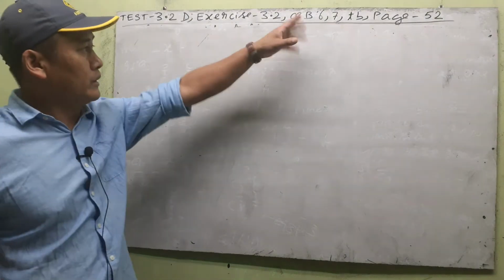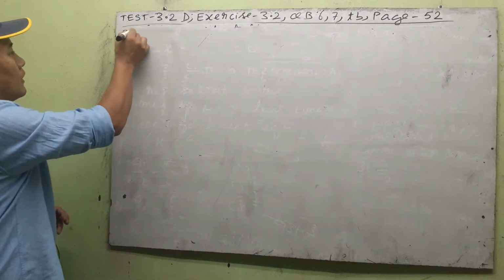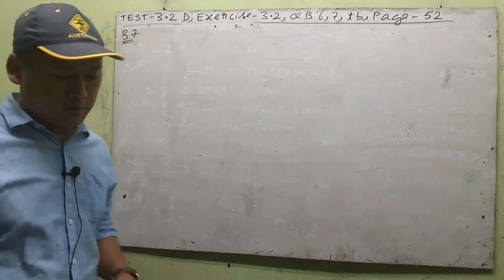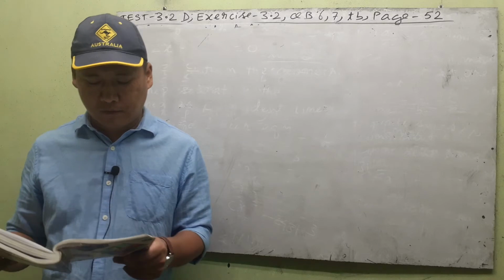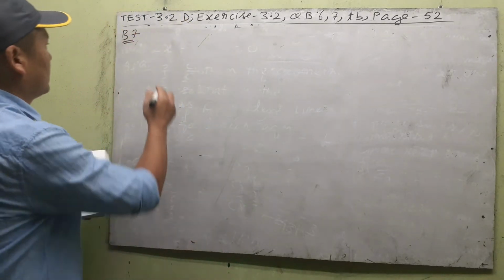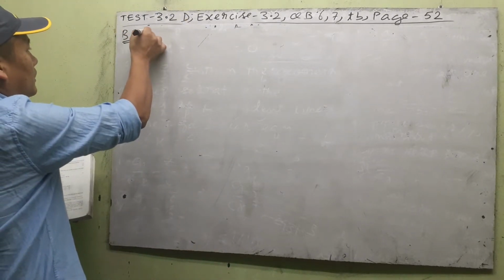Okay, so the next question, B7. The last question for this test part. Let me read the question. Draw the graphs of the equation. Okay, so let's just write the equation here.